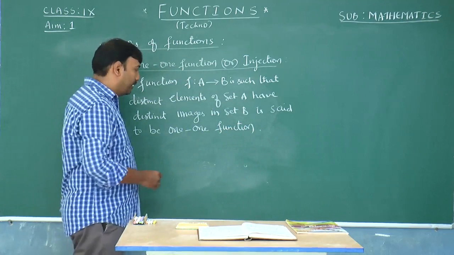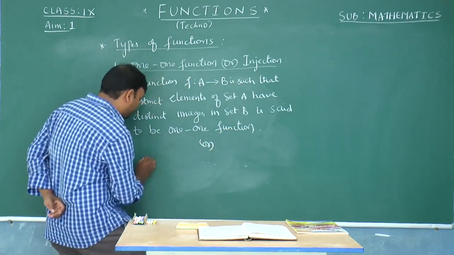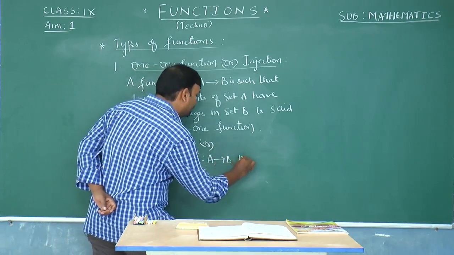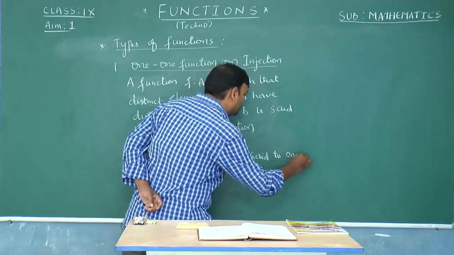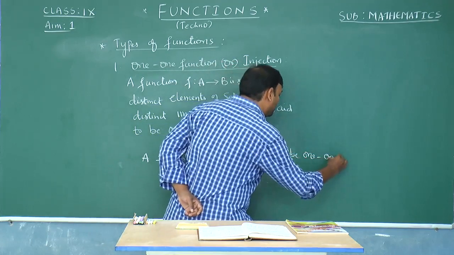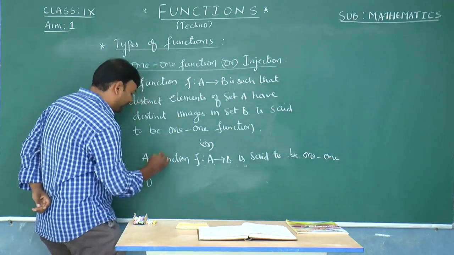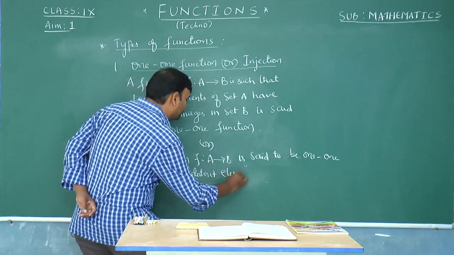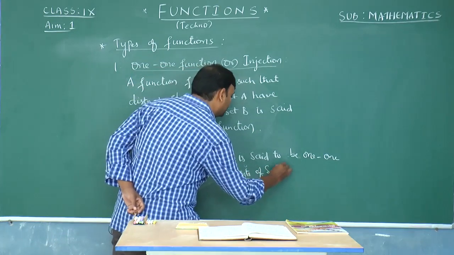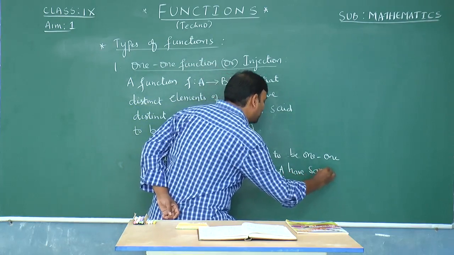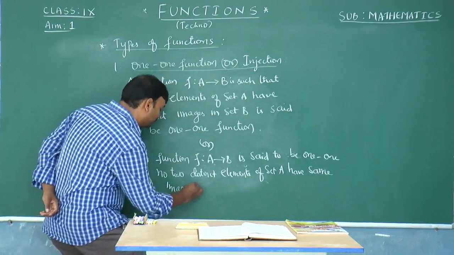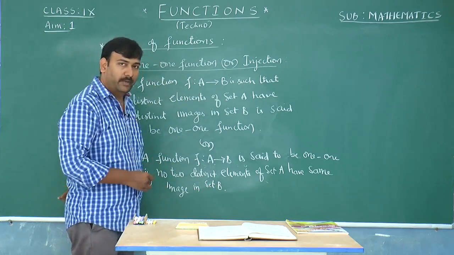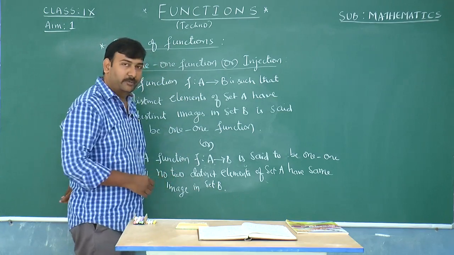This definition can also be written in another way, that is, no two distinct elements: a function f maps A to B is said to be a 1-1 function if no two distinct elements of set A have the same image in set B. So finally we can conclude that if different elements of set A, or different elements of the domain, have different images in the codomain, then we can say the function is going to be a 1-to-1 function.